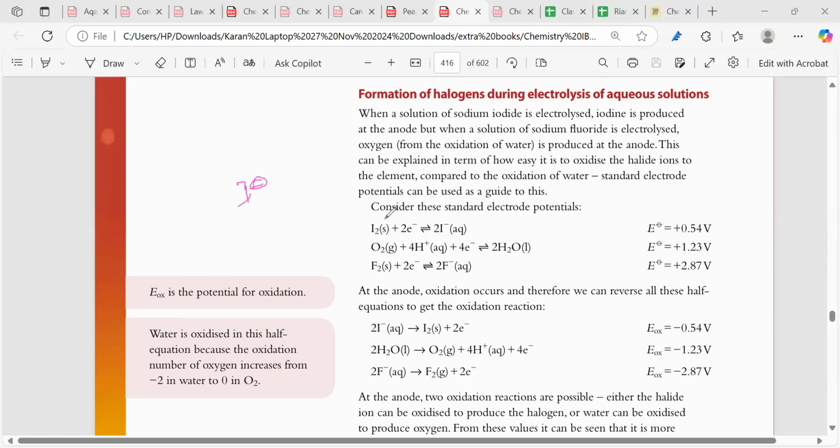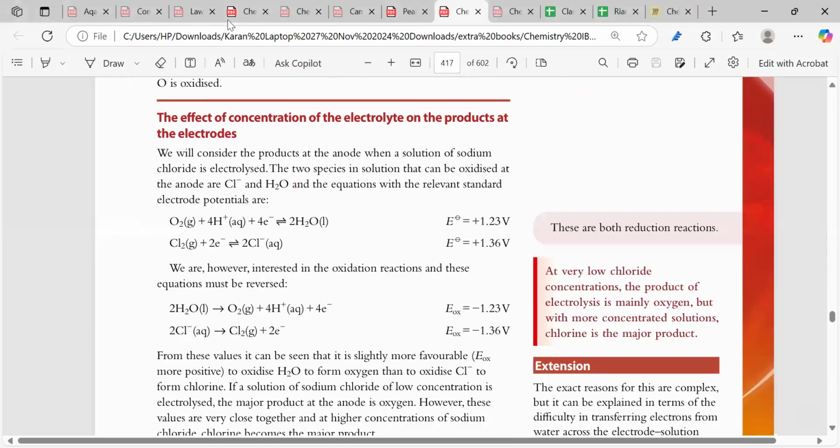If we have taken iodide, iodine goes. Fluoride, this goes. Is it clear? Not fluorine, water goes, not fluoride. Understood? Now write down this thing.